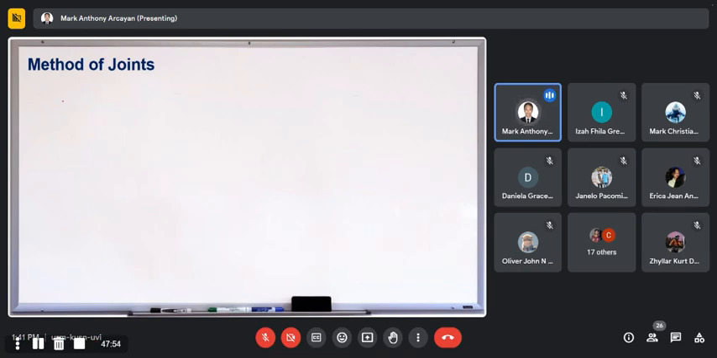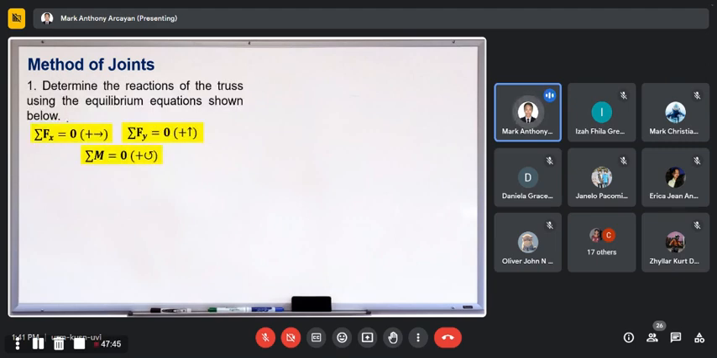So unsaon man ni pag-perform ning method of joints. So ang first ninyo buhaton is i-determine ang tanang reactions nga nag-exist or nag-act sa imuhang thrust using the equilibrium equations shown below. Kaya nga to ang thrust kay naa man siya'y dimensions. So it's a rigid body other than a particle. So tulo ka equilibrium equations ang imong gamiton ani.